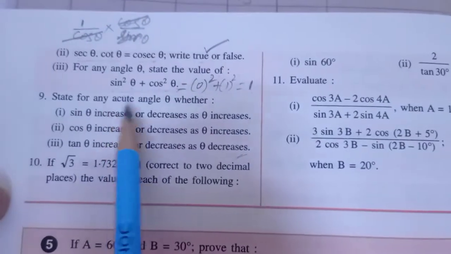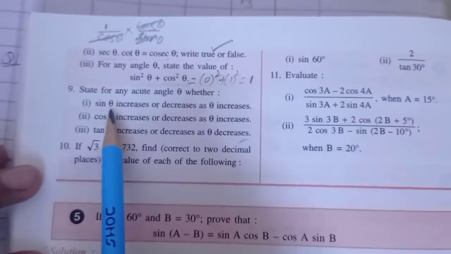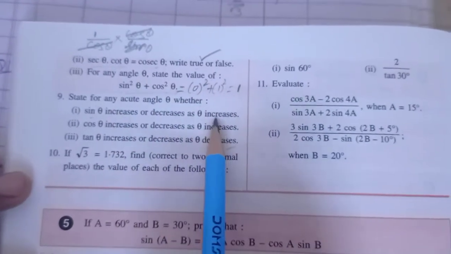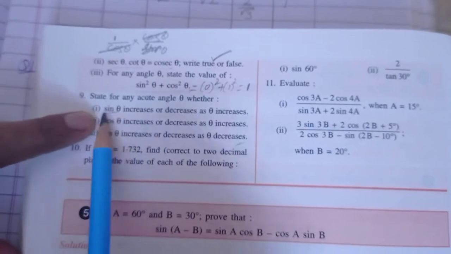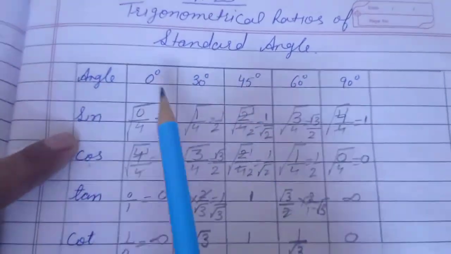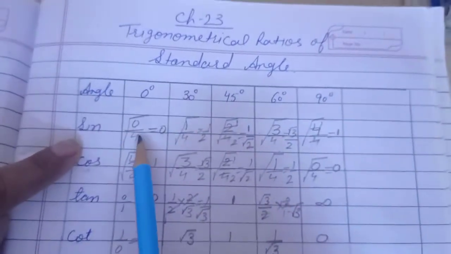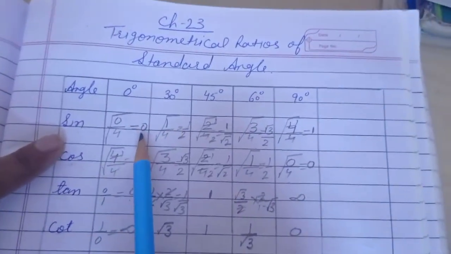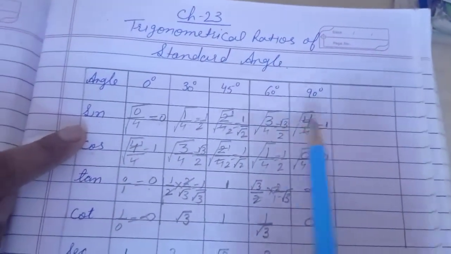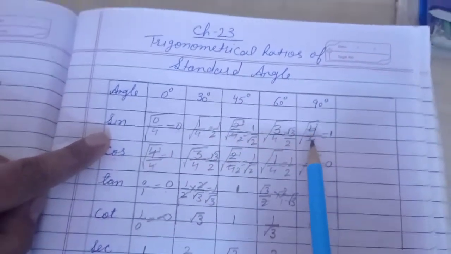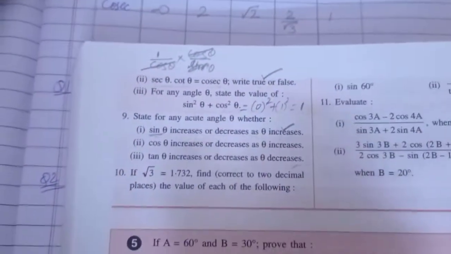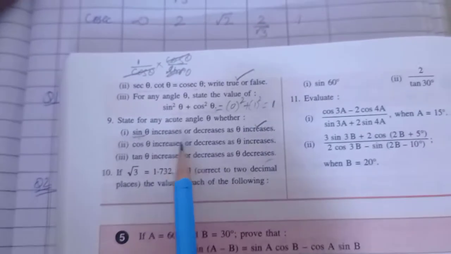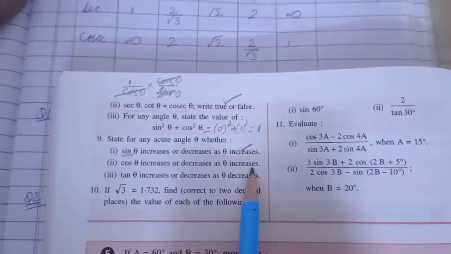Now 9th question. What is the 9th question? State for any acute angle theta whether sin theta increases or decreases. If theta increases, you have to find out whether the value of sin theta increases or decreases as theta increases. For this, let's take a look at the table. What is the question? As theta is increasing, is the value of sin increasing or decreasing? See, what is the initial value? 0. And what is the final value? 1. That means it is increasing. So first case, it is increasing. Clear? Then does cos theta increase or decrease as theta increases? Let's see now.